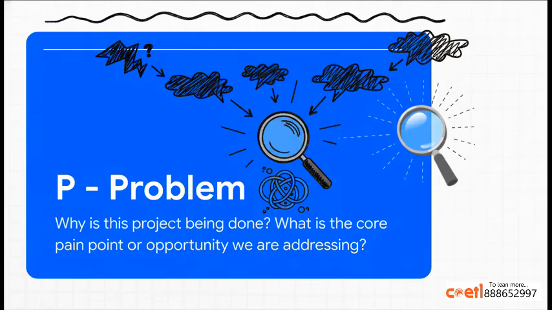Next, P is for problem. Think of this as your above-the-line check-in. What is the actual pain point we're trying to solve? Why on earth does this project even exist? You have to get to the core why.